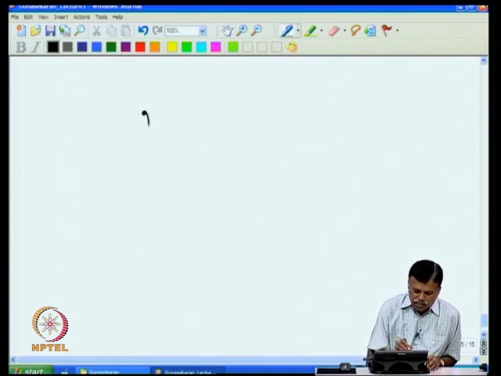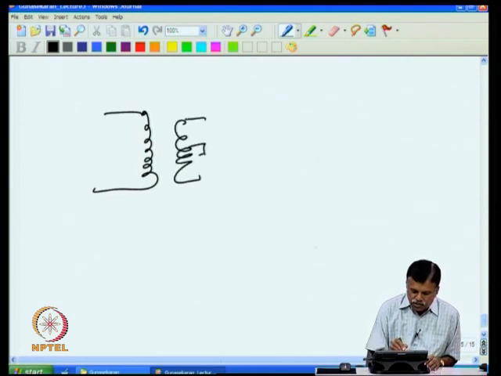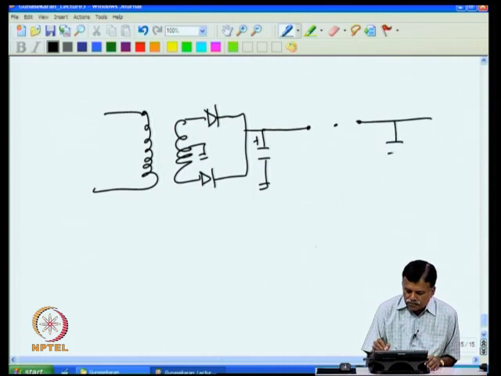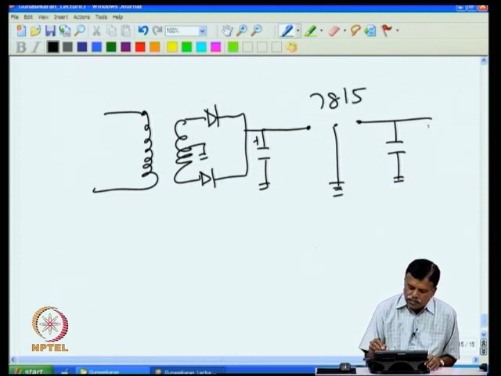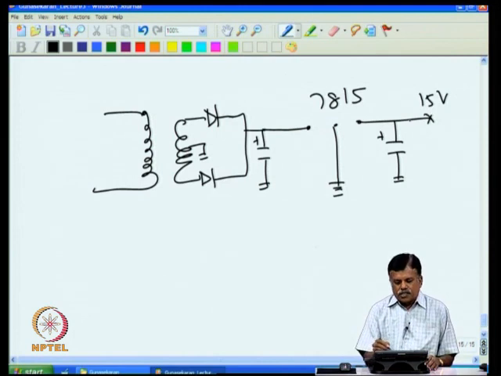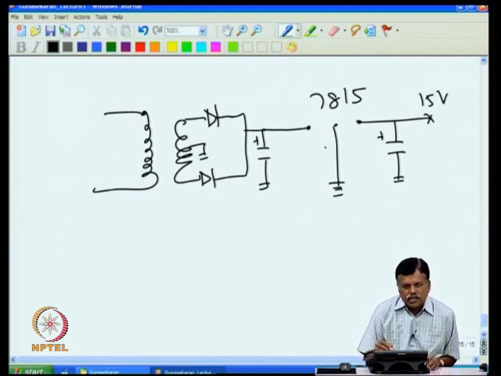For example, all that the user does is have a suitable transformer, which I had discussed how to select. Then you have the rectifier and a suitable capacitor. I told you how to select the transformer and this capacitor. All that you do is put this regulator here, and for that regulator, for example 7815, I connect this to ground, then you will get output voltage at this point of 15 volt, and this unit has the short circuit protection that I had discussed.